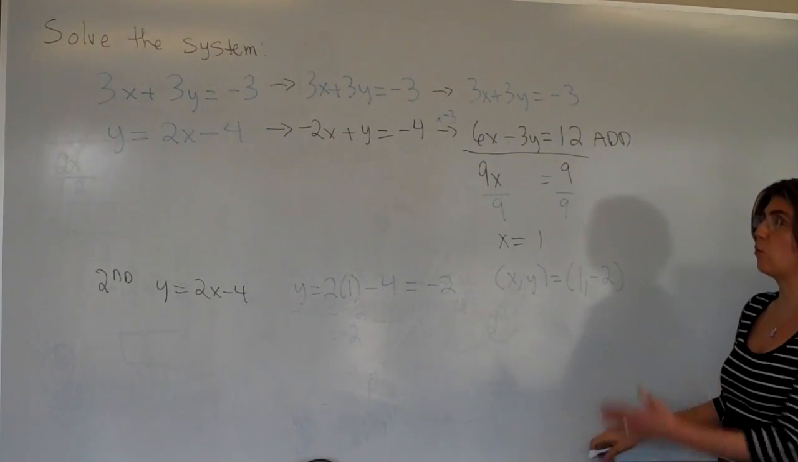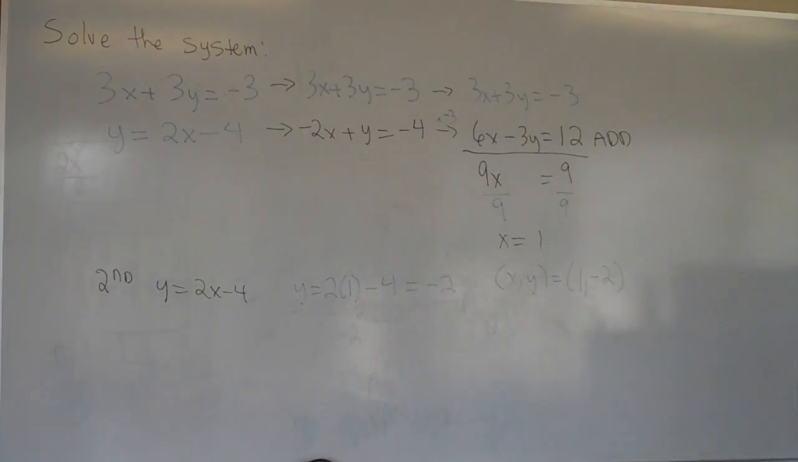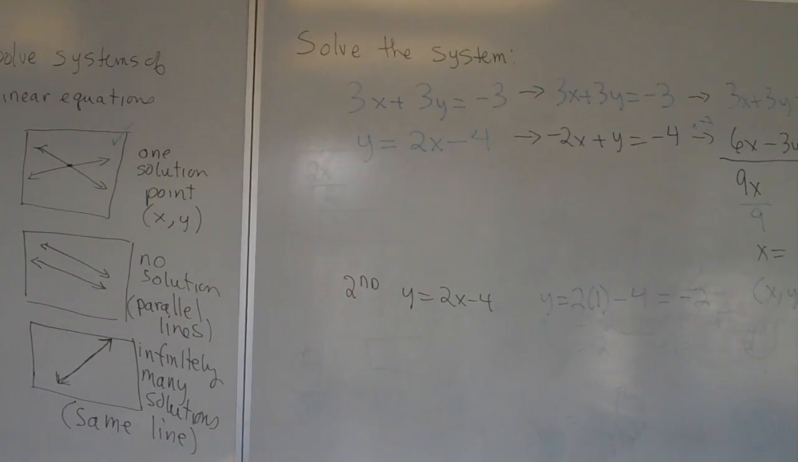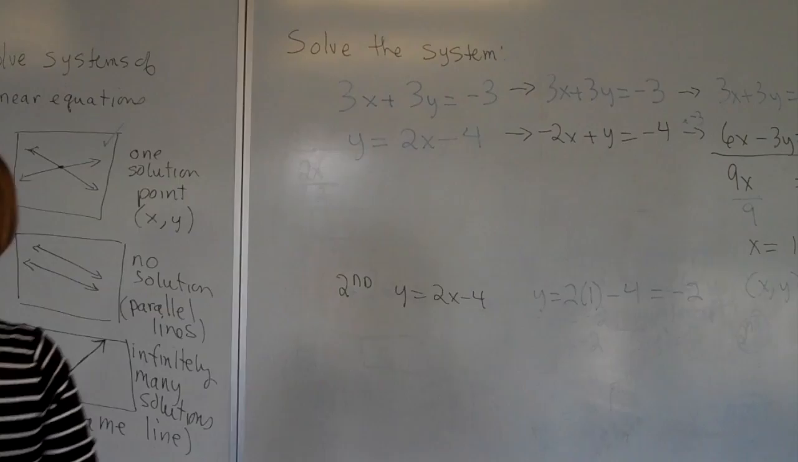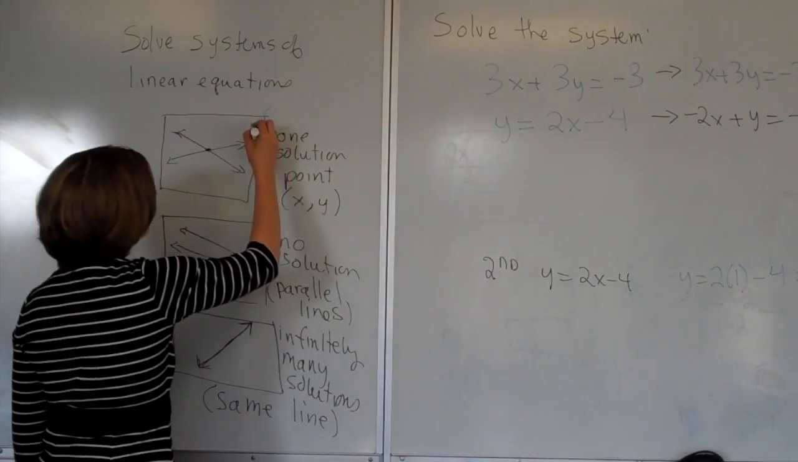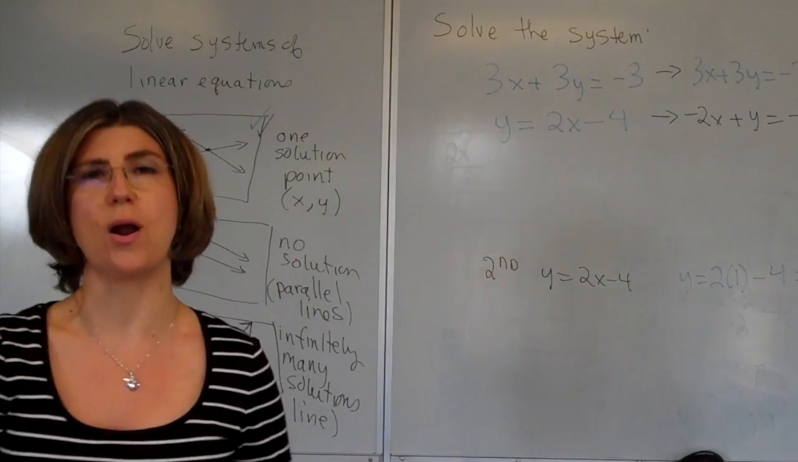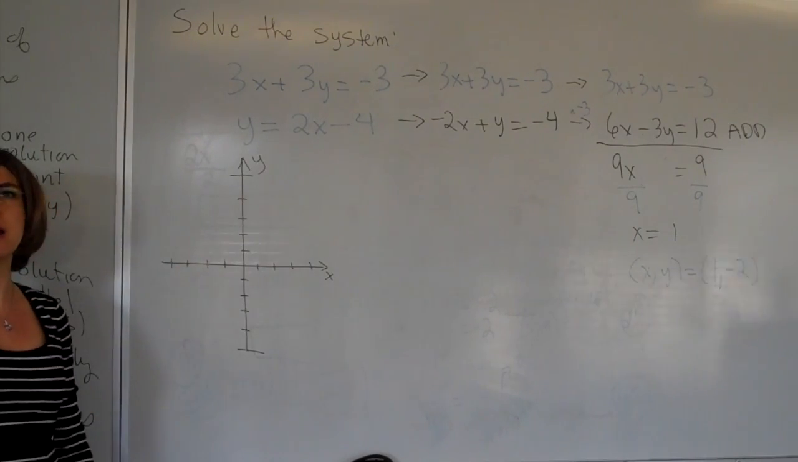So let's look again. Which one of these possibilities did we get? Did we get one solution point? Did we get no solution points, parallel lines, or did we get infinitely many solutions? Of course, again, we got one solution point. All right, so now let's see what that looks like in a graph. Our solution point for this system of linear equations is 1, negative 2.